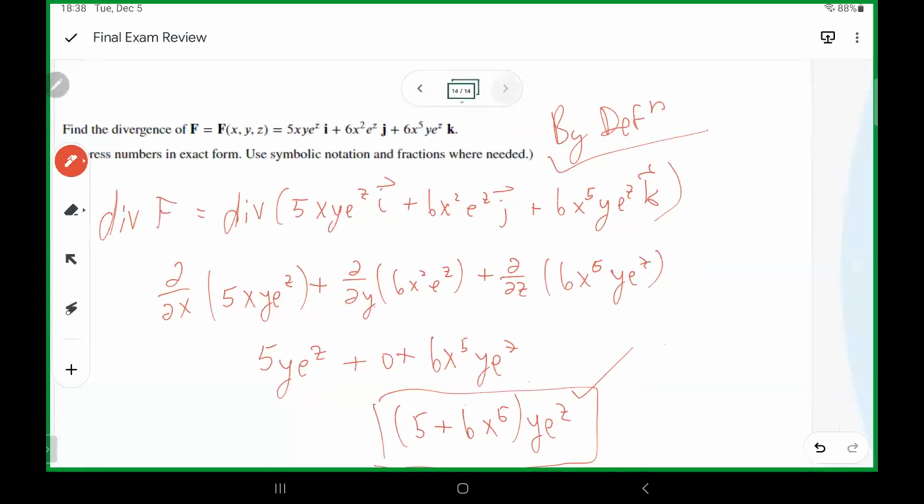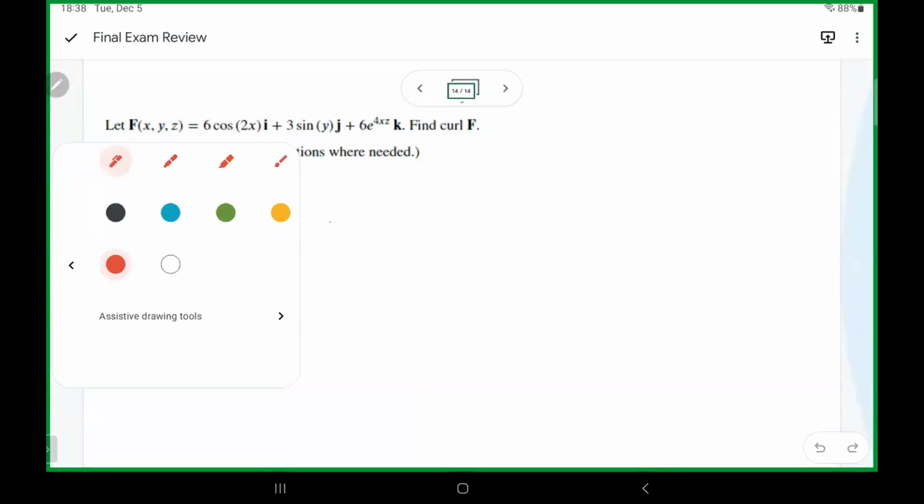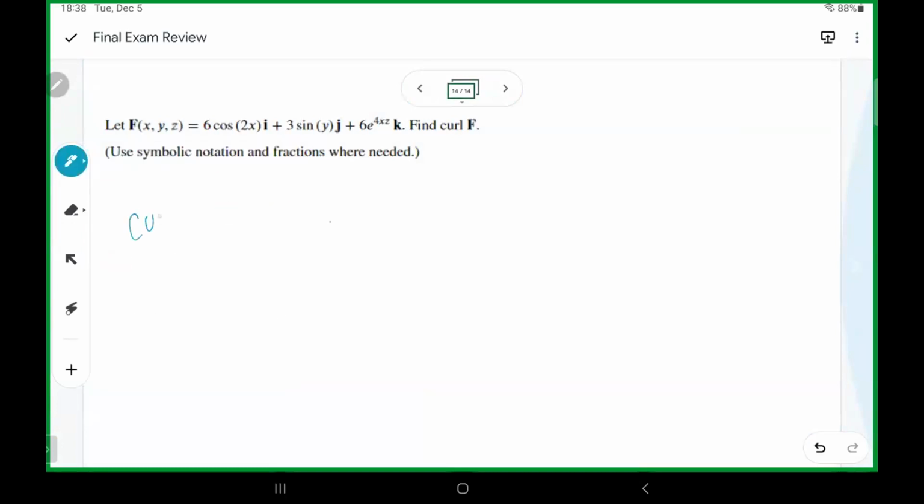All right. So let f of x, y, z be the following. We want to find the curl, using the symbolic determinant to find the curl of f. So the curl of f, not to be confused with Carl off of The Walking Dead, everybody's least favorite character.